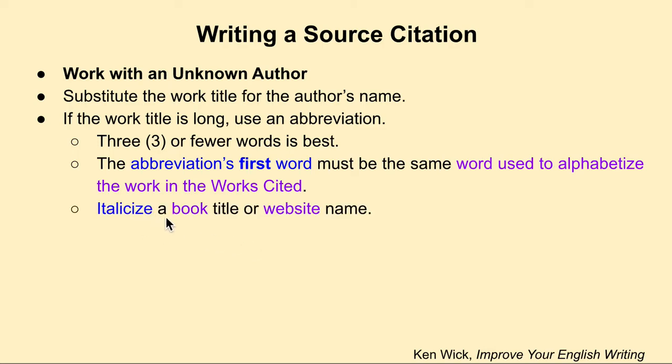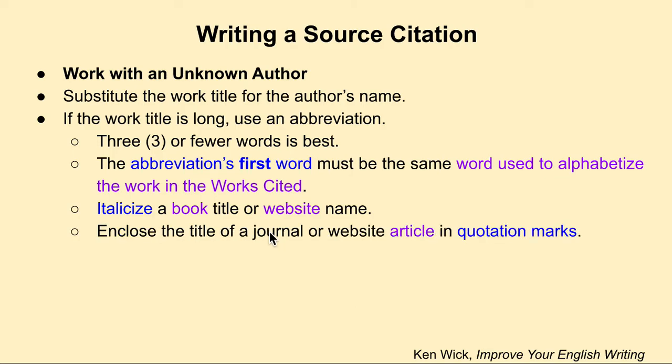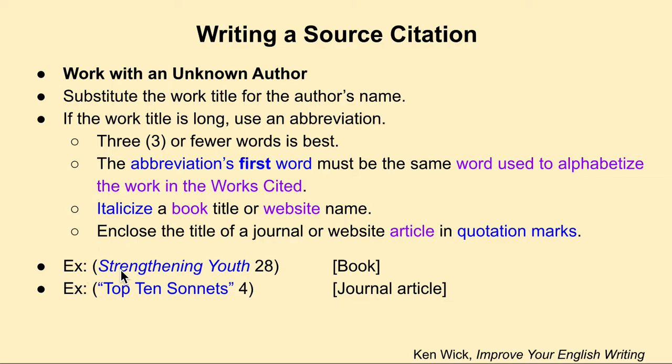And you want to italicize a book title or website name, and you enclose the title of a journal or website article in quotation marks. So I'll just put up the two examples. The first example, Strengthening Youth, page 28. This means it has an unknown author, page 28. And it's a book because it's been italicized. Top 10 Sonnets, page 4. You would enclose a journal article, or this could actually be a website article. Well, I guess it wouldn't be a website article because websites don't have page numbers. So this is a journal or a magazine article.